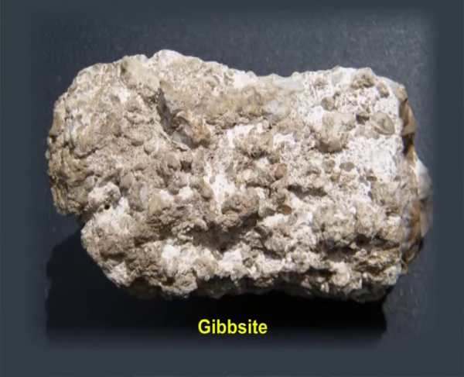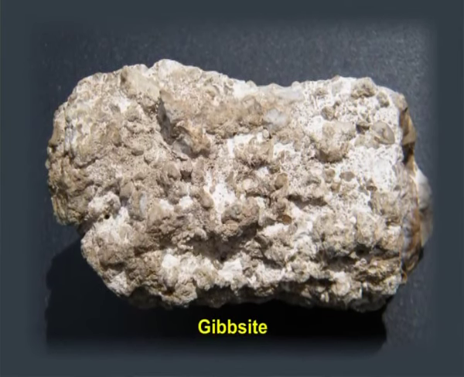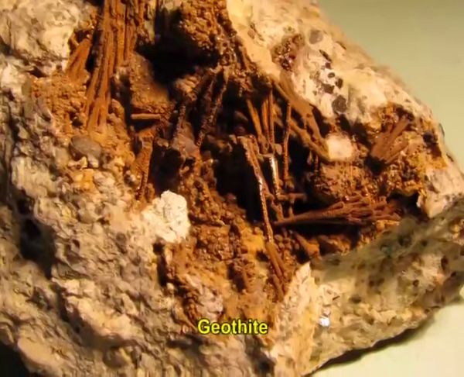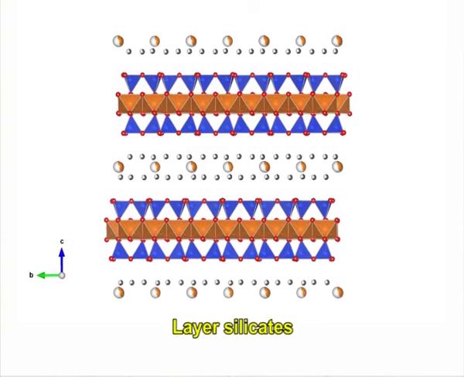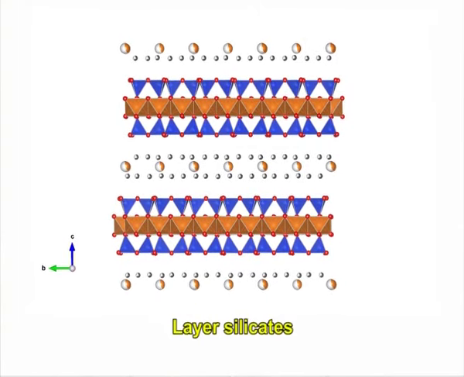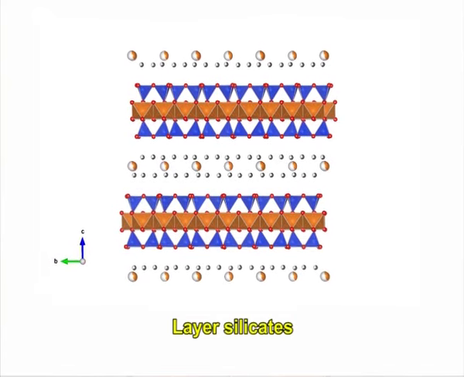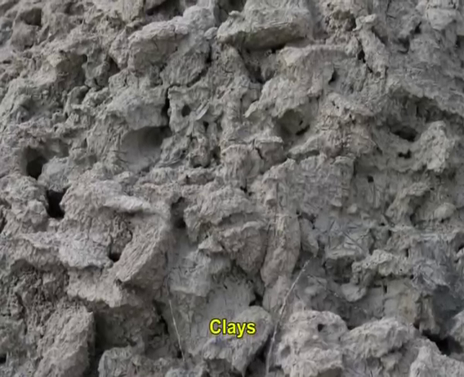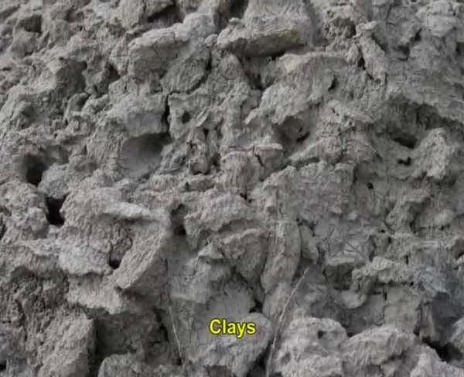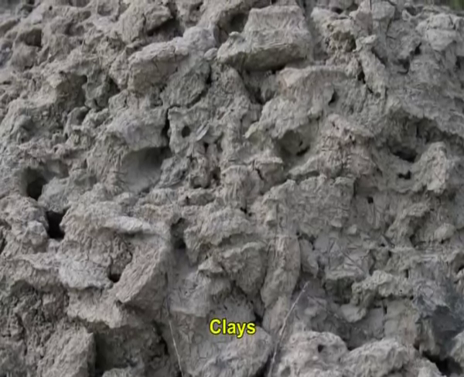Examples of iron and aluminum oxides common in soils are gibbsite and goethite. Very little is known about these clays compared to the layer silicates. These clays do not swell, are not sticky, and have high phosphorus adsorption capacity.